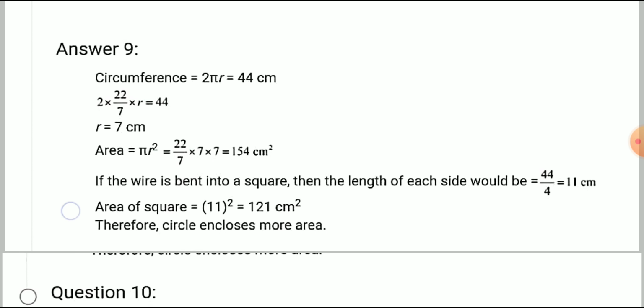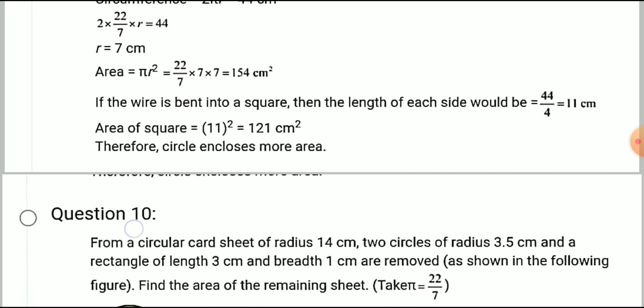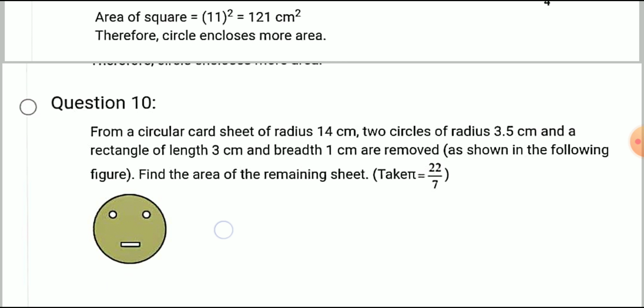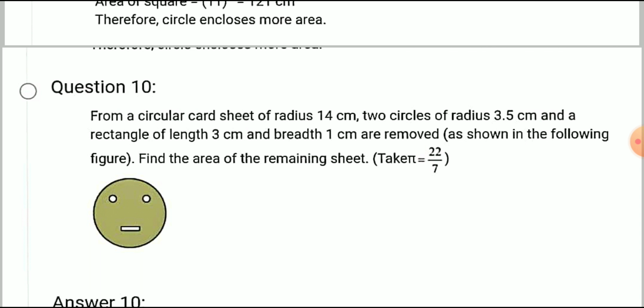Okay. Now question number 10. From a circular sheet of radius 14 centimeter, two circles of radius 3.5 centimeter and a rectangle of length 3 centimeter and breadth 1 centimeter are removed. Find the area of the remaining sheet.